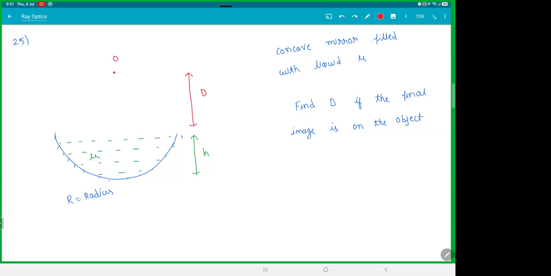This is the important thing. Whenever you hear this word, the final image is on the object, means what? The light rays have retraced, isn't it? The way they went, they must have come back. So whenever you hear that word, final image is on the object, meaning they hit the mirror along the normal. If final image is on the object, this implies rays have retraced.